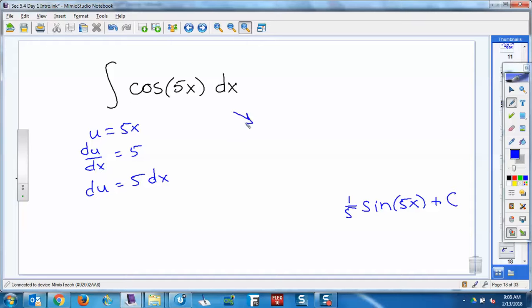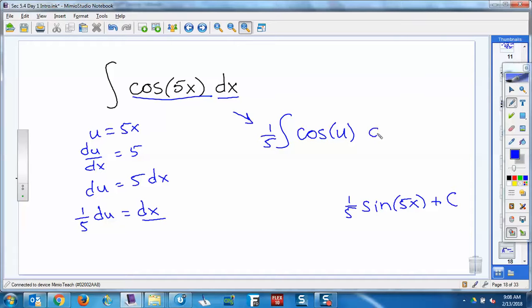Now let's substitute out. So that is going to get replaced by a cosine u. Cosine 5x will be the same as cosine u. Now I've got to get the dx out of there. I don't have dx equal to anything. I have 5 dx. What can I do with this 5? I can divide it over. It's perfectly fine to do that. So dx is now equivalent to what? 1/5 du. So I'm going to put the 1/5 out here, and I'm going to put the du there.